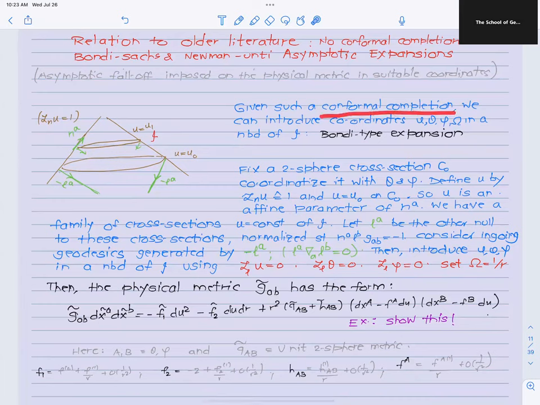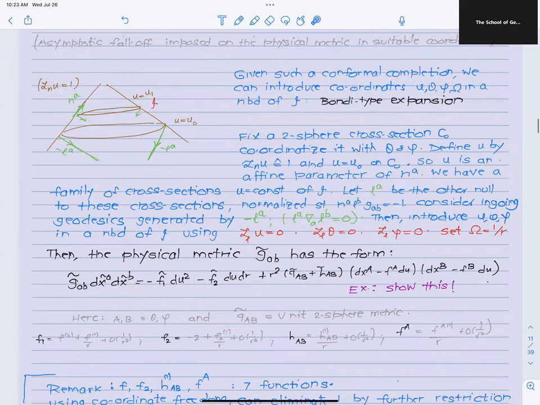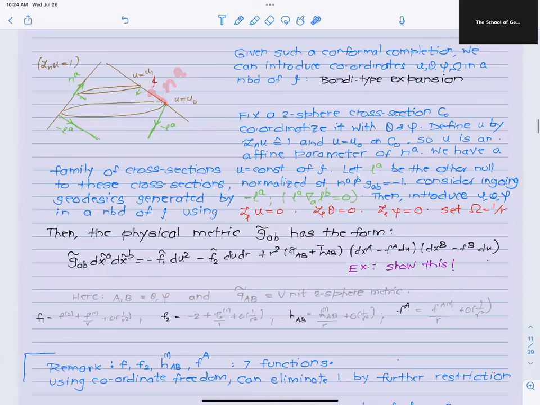Namely, supposing you are given a conformal completion, as I just told you, then we can introduce coordinates u, theta, phi, and omega in a neighborhood of scribe. We can fix some cross-section, call it u equal to u naught, and because you've got n, you can take d by du, and therefore you've got u equal to constant cross-sections up here. Given a cross-section, this vector n^a is tangential, and therefore there's another null normal to the two-sphere up here. I take the past directed one, which goes to the physical space-time. So minus l^a, if you like, l^a is future directed, so minus l^a is past directed.